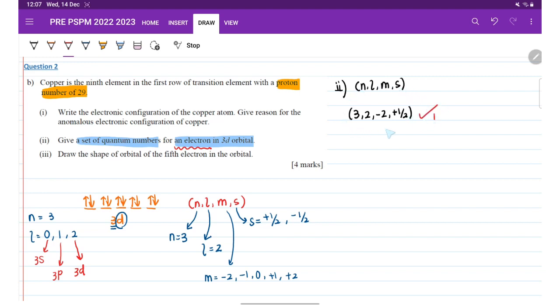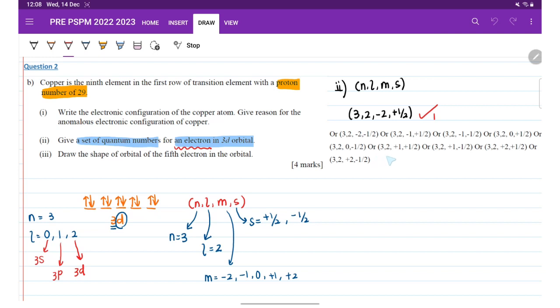Other than this combination, you can give any combination that is here. But remember, you need to give only one. If let's say you give all the combinations here, even though all are correct, you will not get the one mark here. Why? It does not follow what the question asks. The question only asks for one electron. So give what the question asks. So that is for question B2.